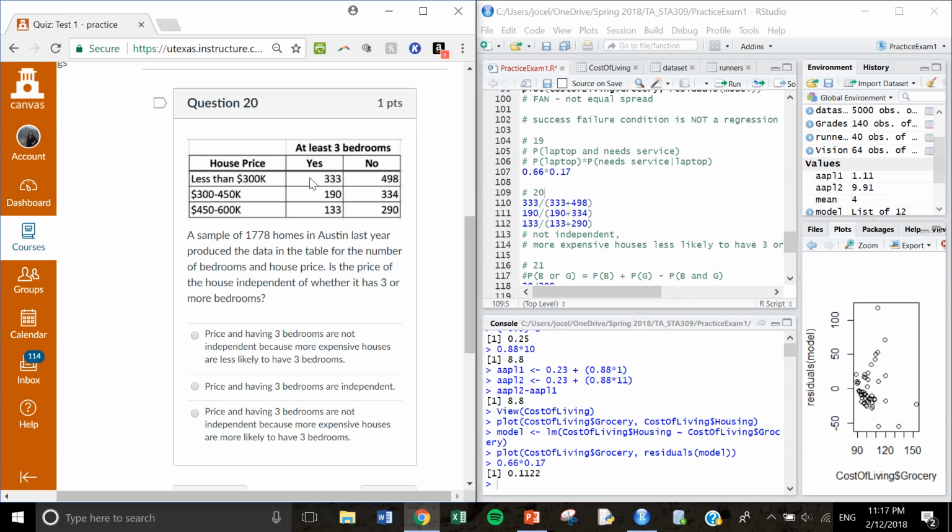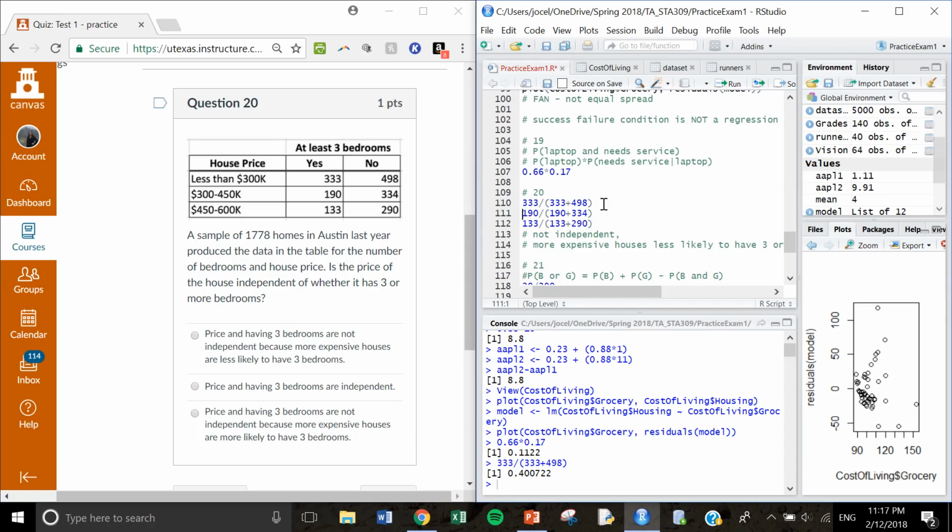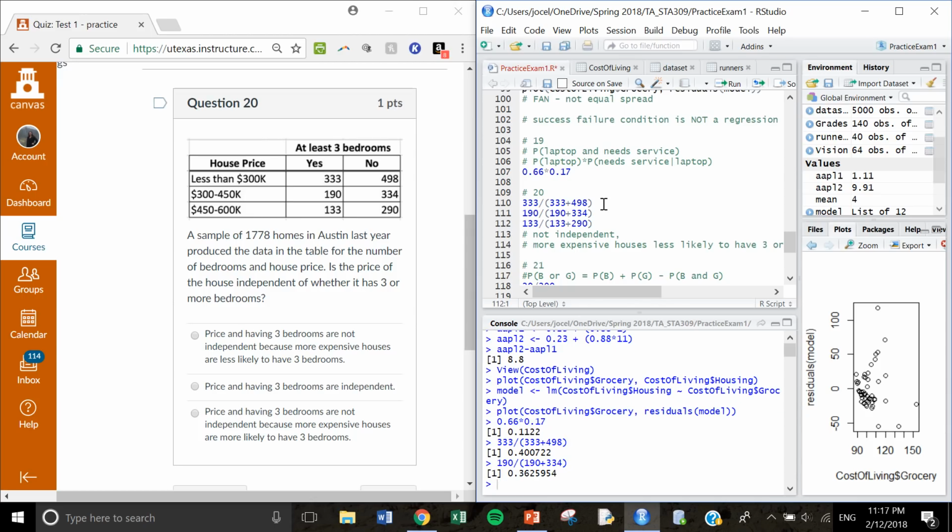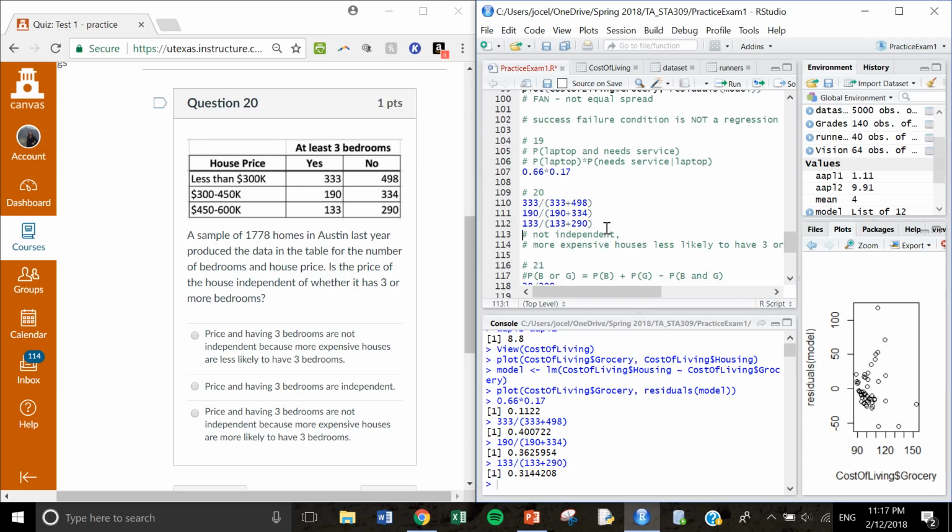Let's see the percentage of homes that have 3 bedrooms if it's less than $300,000. So 333 homes that are less than $300,000 have 3 bedrooms out of the total amount, which is 333 plus 498. That's about 40%. Now let's check the 300 to 450,000. That's different. Only 36% of houses have at least 3 bedrooms. Then we check the last one, 450 to 600,000. 133 divided by the total. And I get 31%. So an even smaller percentage of homes have at least 3 bedrooms at this higher cost.